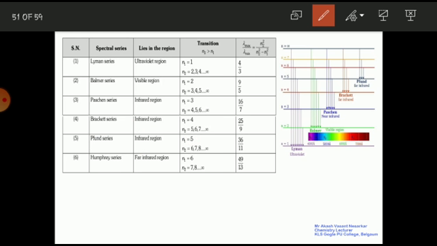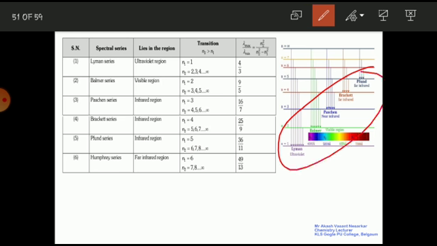And the last one, the Humphreys series. When an electron falls back from a higher energy level to the sixth energy level, it gives the Humphreys series and it produces the far infrared region. So these are the spectral lines of a hydrogen atom, which contains only one electron. As I said, it gives a series of spectral lines at different angles, and those spectral lines are called the hydrogen spectrum.